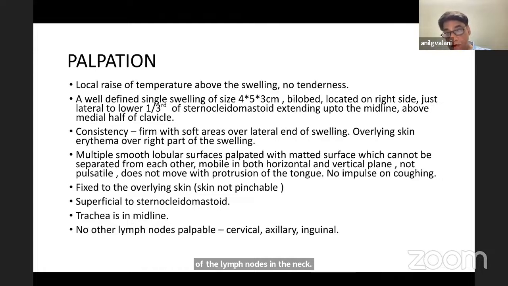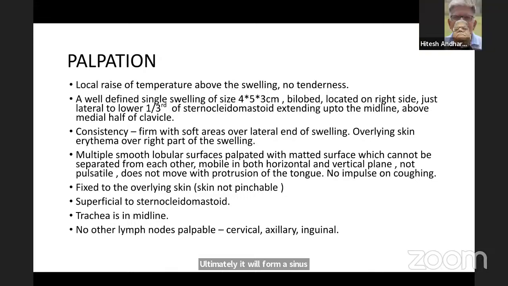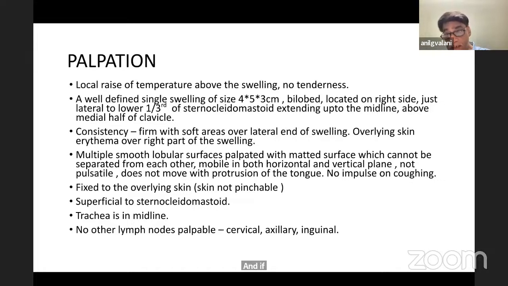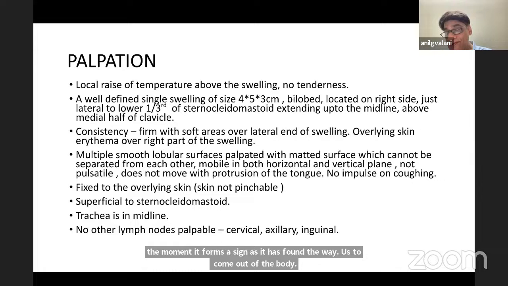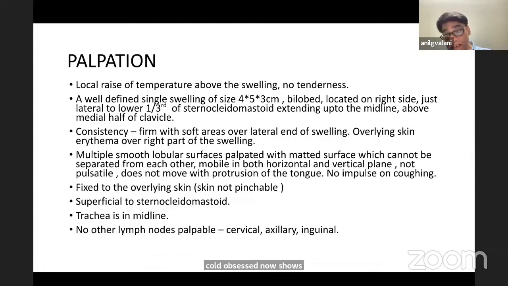Ultimately, what happens? The pus that is formed finds its way onto the skin. For years together, there has been tuberculosis. Ultimately, it will form a sinus. And if the defect in the skin is bigger in size, then it will form a tuberculous ulcer. The moment it forms a sinus, the pus has found its way out of the body. And when that pus is closer to the skin, this cold abscess now shows you some signs of acute inflammation. But it is still called cold because in a pyogenic abscess, the signs would be present on day 1, day 2. But in a cold abscess, it takes weeks, or a month, by the time this pus has progressed from the deep plane to the collar stud to the skin.